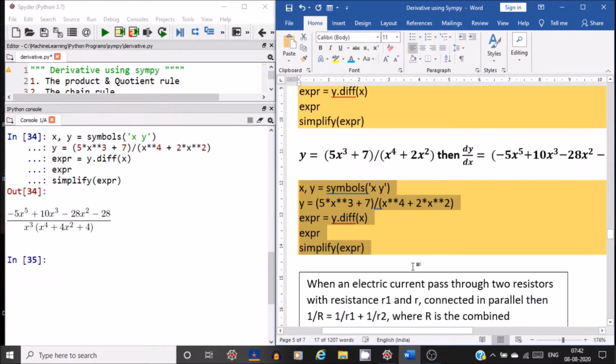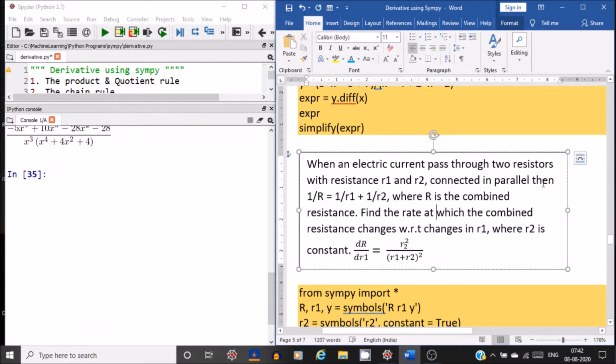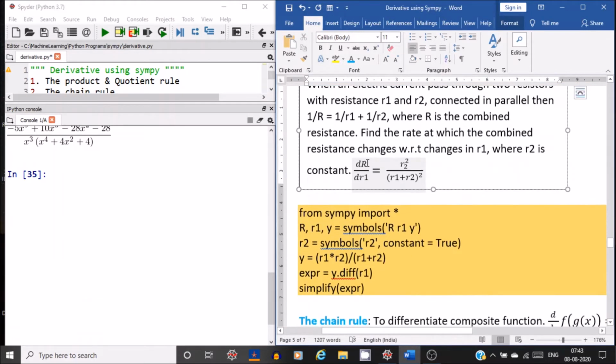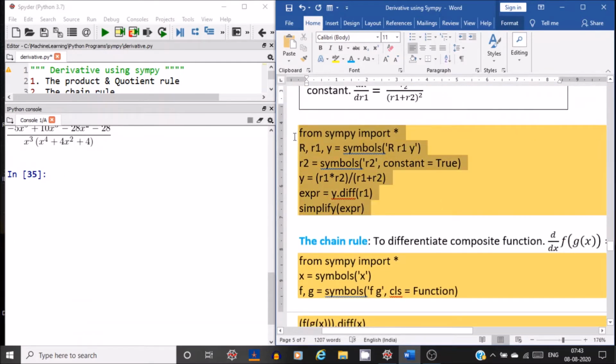Next we can see one simple example. When an electric current passes through two resistors with resistance R1 and R2, connected in parallel, then 1 by R is equal to 1 by R1 plus 1 by R2, where R is the combined resistance. Find the rate at which the combined resistance changes with respect to change in R1, where R2 is constant. So definitely we have to identify dR by dR1. Here you can see how to implement this particular problem.